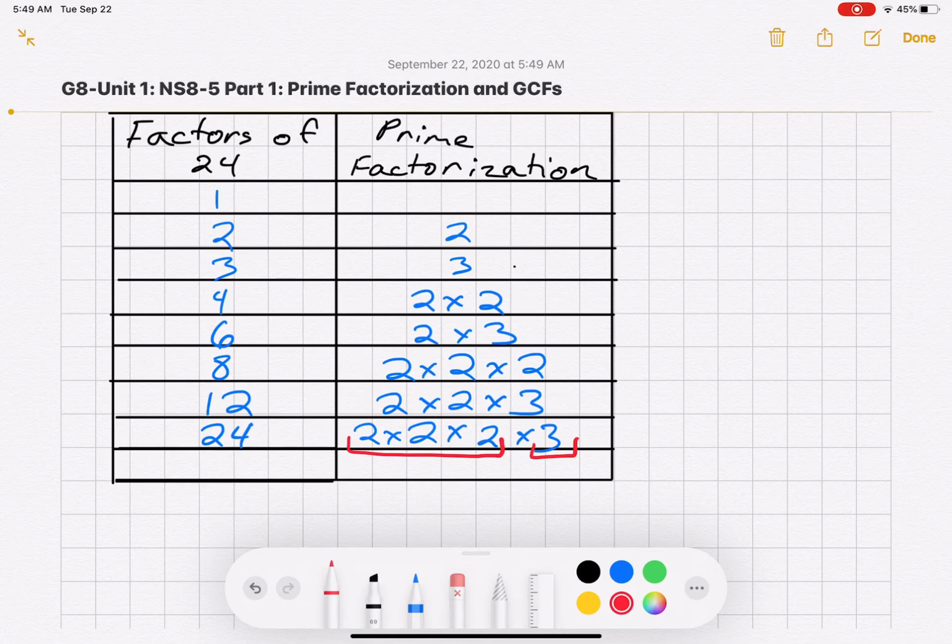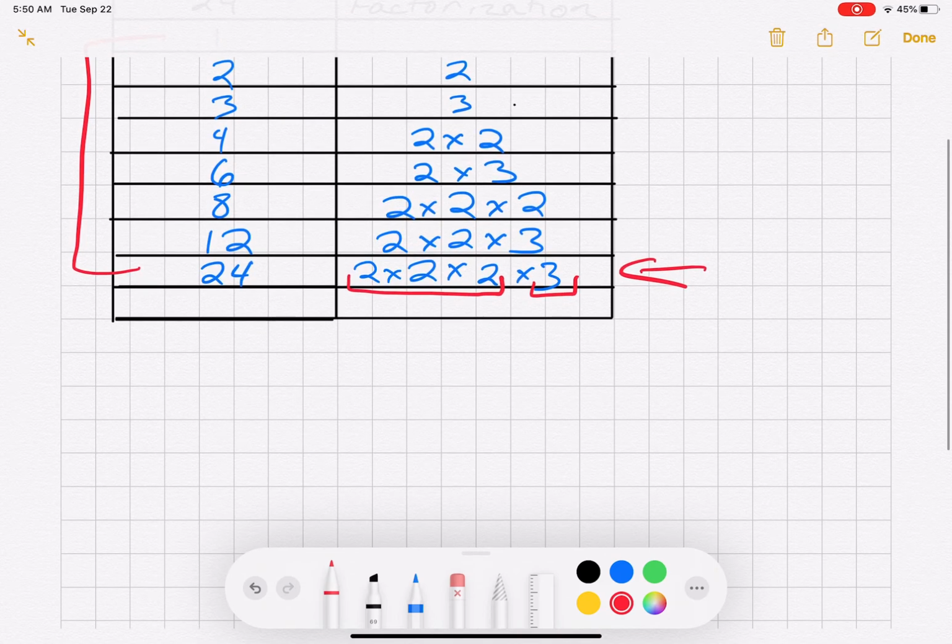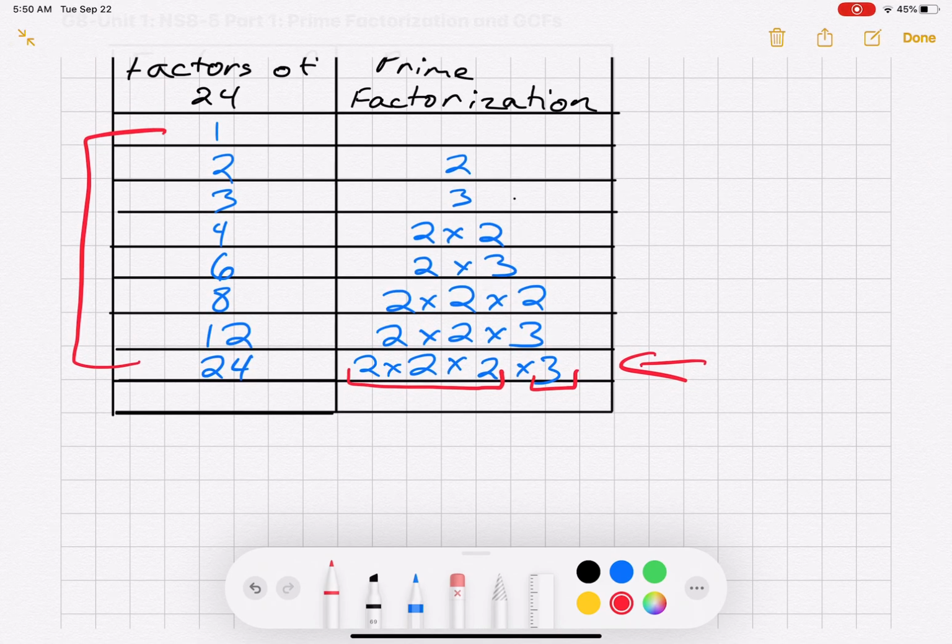Now, if there were more than 3 2's in a factor, then there would be more than 3 2's in 24, right? Because this is your biggest number here. 24 equals the factor times another number, right? So since there are only 3 2's in 24, there cannot be more than that in the factor. So let's see if this holds true.